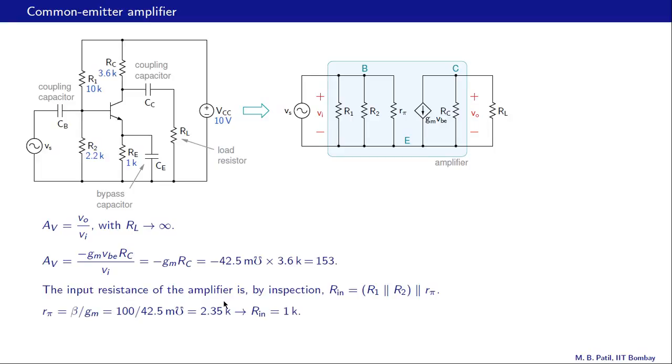What about the input resistance of the amplifier? In this case, we can get it by inspection. We look into this port, and what do we see? We see R1, R2 and R pi all coming in parallel. So Rin is R1 parallel R2 parallel R pi. R pi is beta over Gm. Beta is 100 in this example. Gm is 42.5 millisiemens. So that comes to 2.35 K, and that gives us an input resistance of 1 K using this expression here.